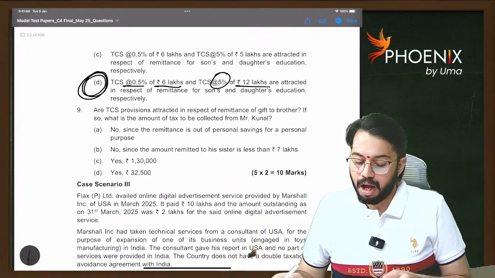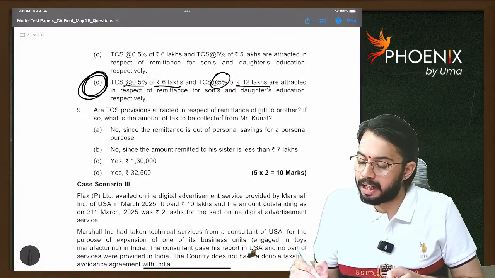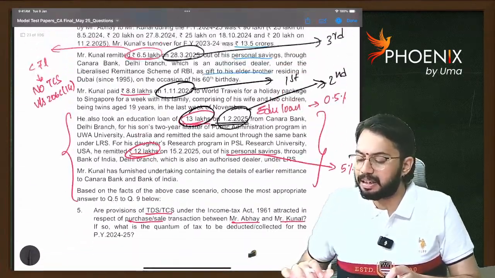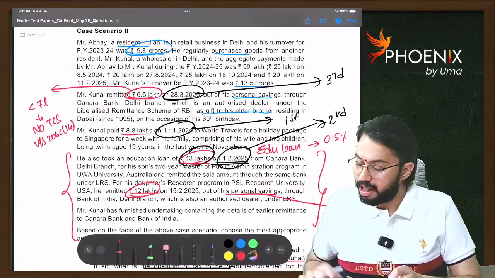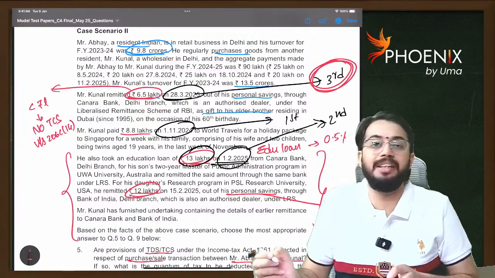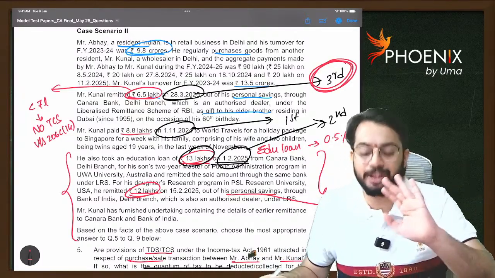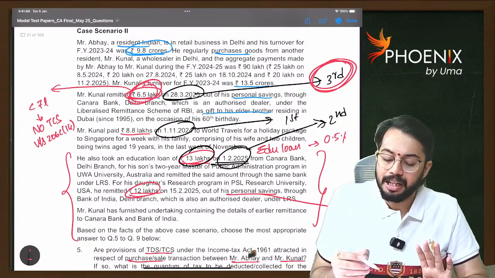Next, are TCS provisions attracted in respect of remittance of gift to brother? See, gift to brother is third transaction. Gift to brother is third transaction. Already up to 7 lakh rupees exemption from TCS is already taken.